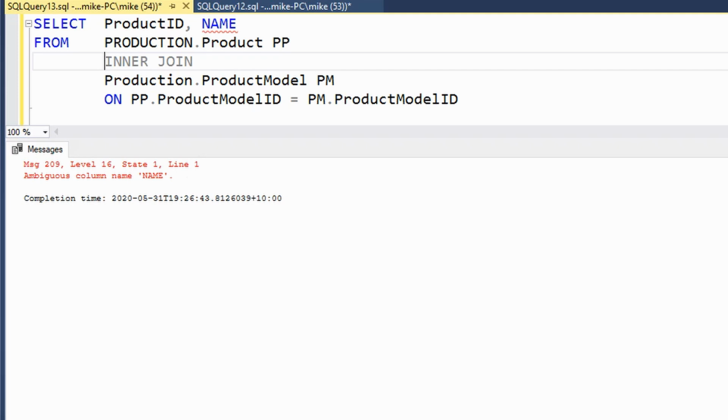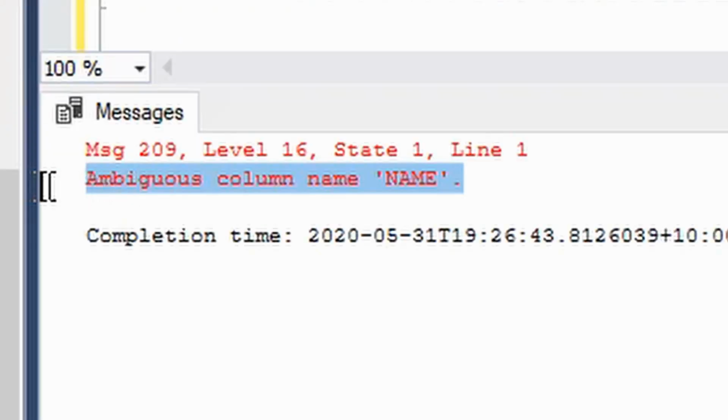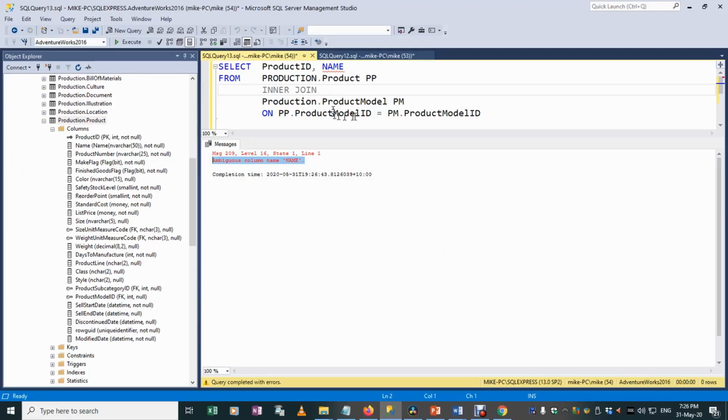Oh dear, what's happened? We've got an error. Ambiguous column name, name. Now, what does that mean? Well, I'll explain what that means, and it's to do with something that I've mentioned very early in the course about having aliases for the tables.